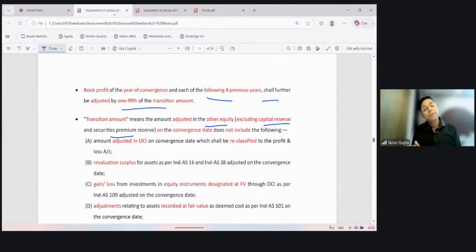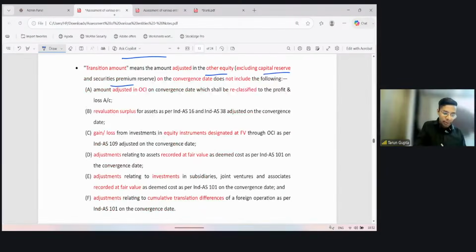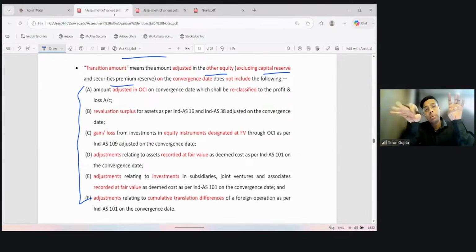Okay, so whatever amount is adjusted in the other equity on this date, except the capital reserve and securities premium, and except these 5 items, B, C, D, E, and F. So for the transition amount, you exclude capital reserve, securities premium, and these 5 items. Whatever remains is the transition amount, and such transition amount is to be adjusted in 5 years. Okay, first year and the 4 subsequent years.